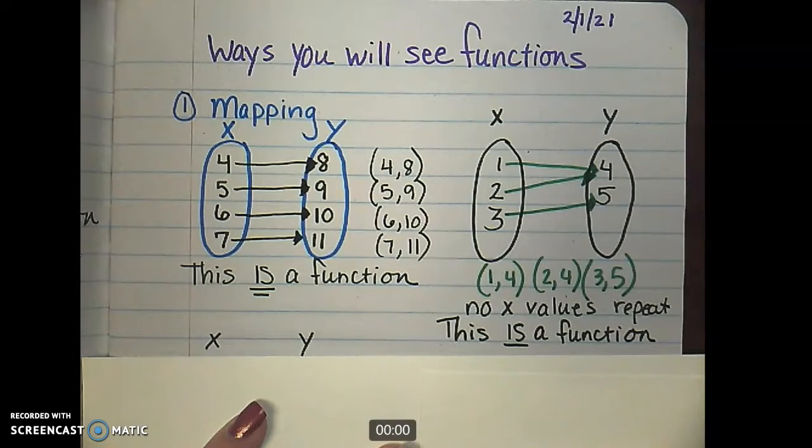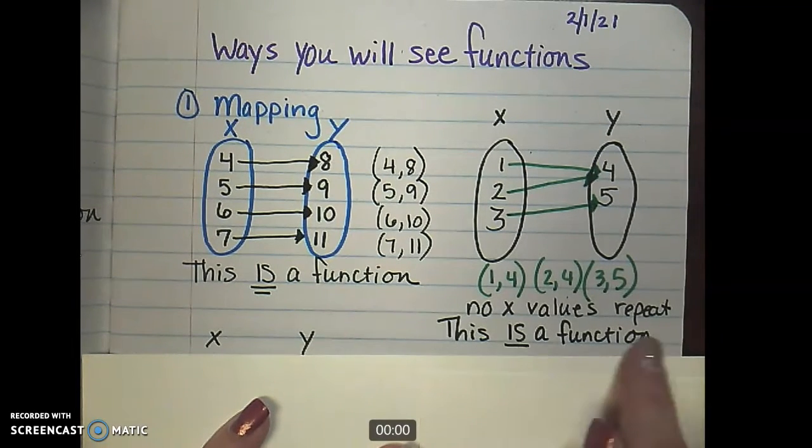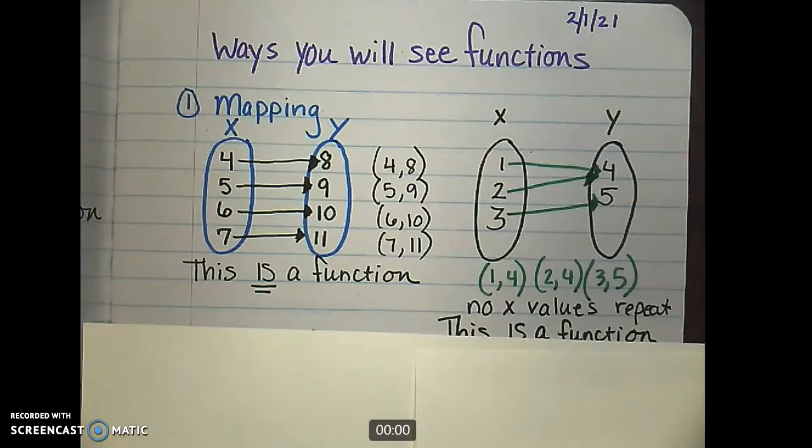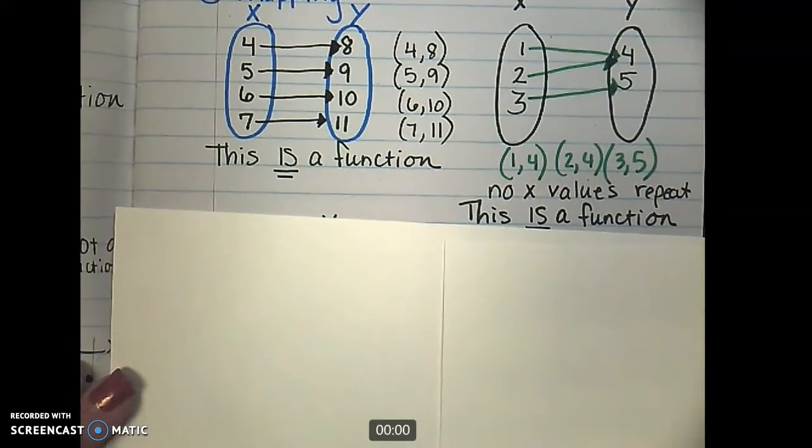Never mind. Oh, okay. This one is a function. None of the X values repeat. Okay, here's another example of a mapping.